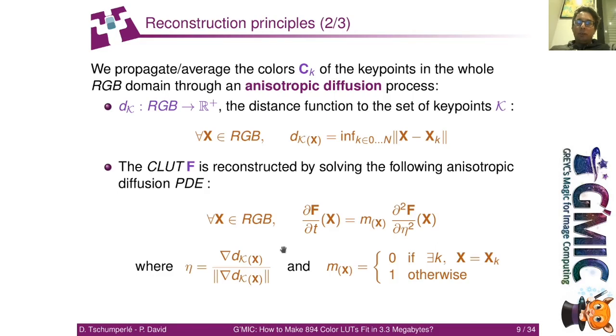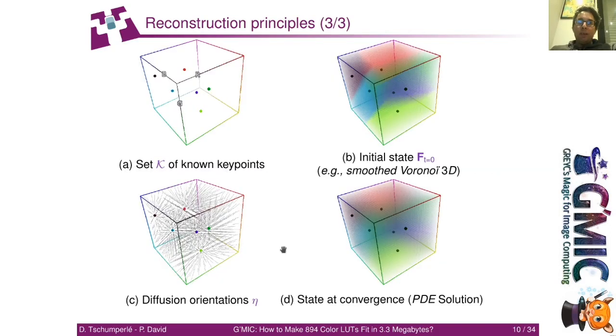The diffusion is not done in all directions at the same time, which would correspond to the so-called isotropic diffusion. Let me illustrate this reconstruction process of a CLUT with this toy example. We start with an RGB cube where only the colors of a few points are known, that is to say the key points. Then we can deduce an initial estimation of the full CLUT by any means, here for instance by computing the Voronoi diagram associated to this set of key points, and filling each Voronoi cell with the color of the closest key point.